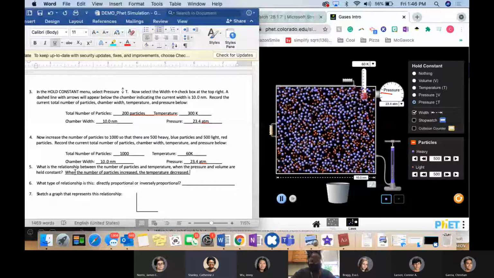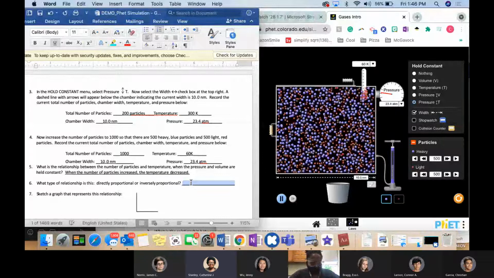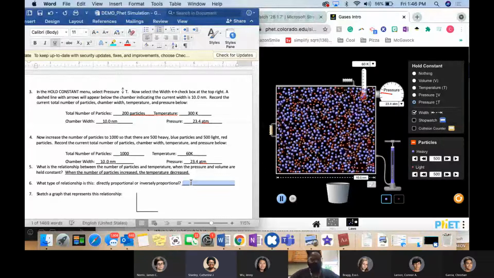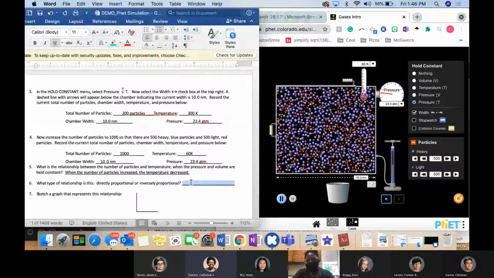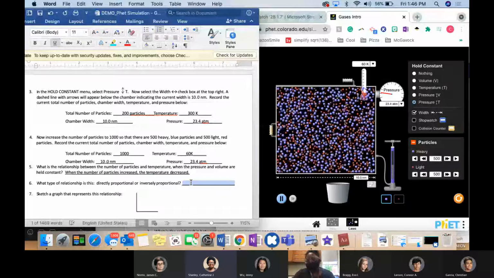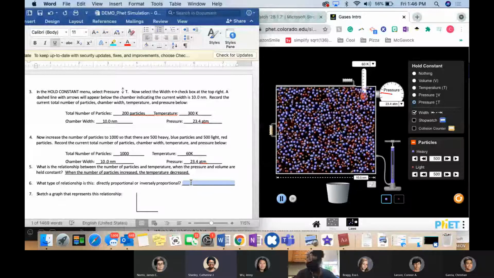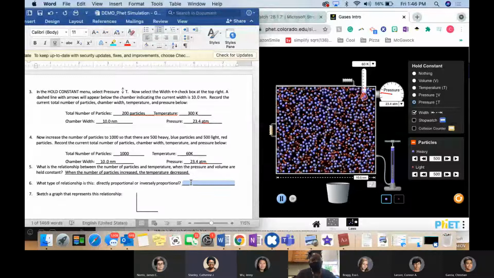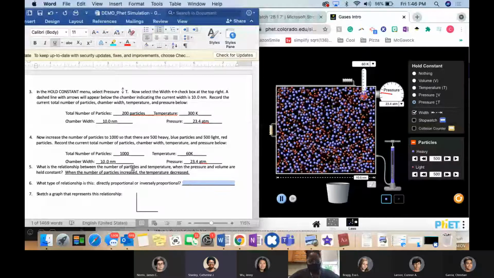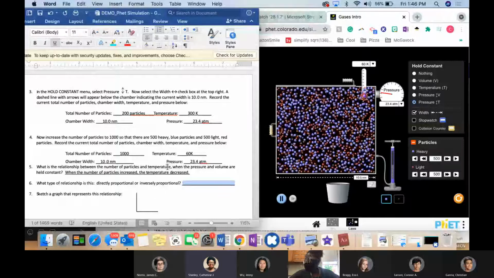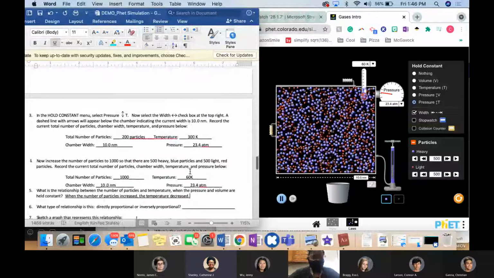Yes, that means that as the number of particles increases, the pressure decreases, would be correct as well. Say it again. The number of particles increases, the pressure decreases. Oh, you're talking about the next one? We're not there yet. So just number five. This is about the number of particles and temperature.